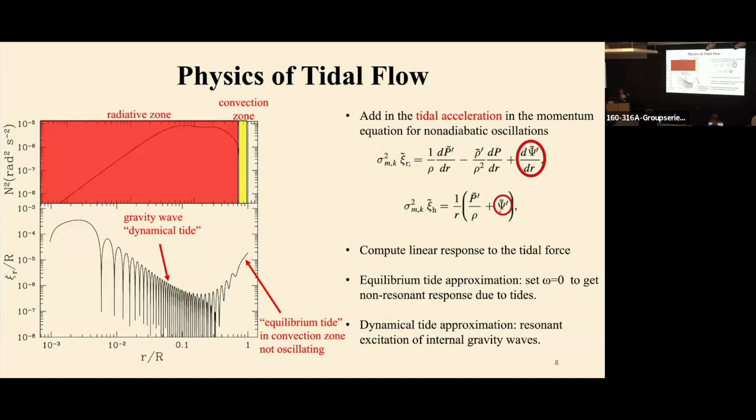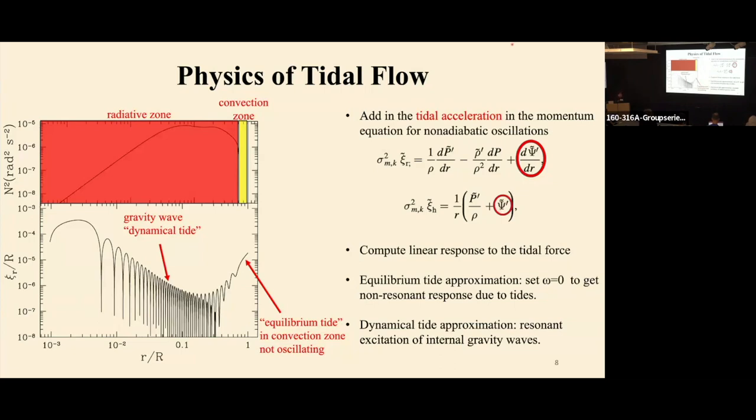If we observe those big waves near the surface of the sea caused by the moon, they are all a kind of equilibrium tide. Another major component of the solution is called the dynamical tide. This is the resonant excitation of the star's internal gravity waves. So resonance is the keyword linked to dynamical tides.